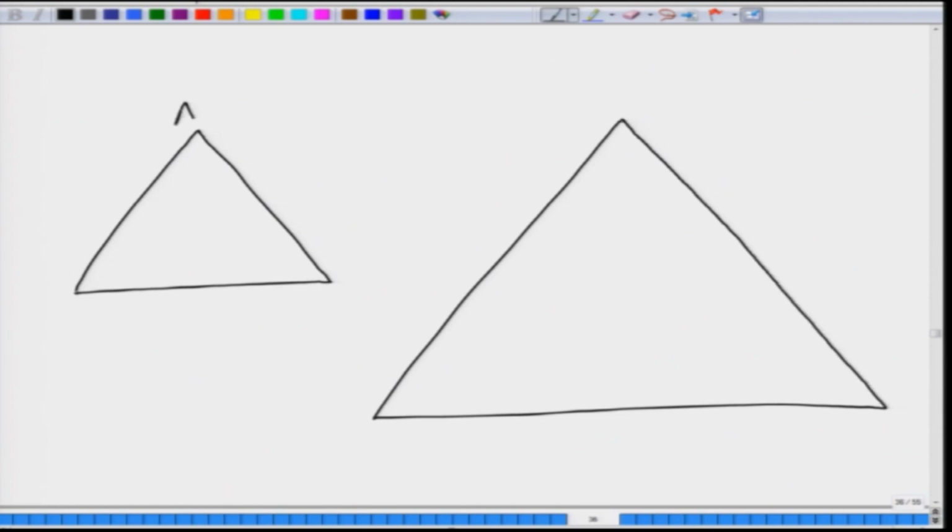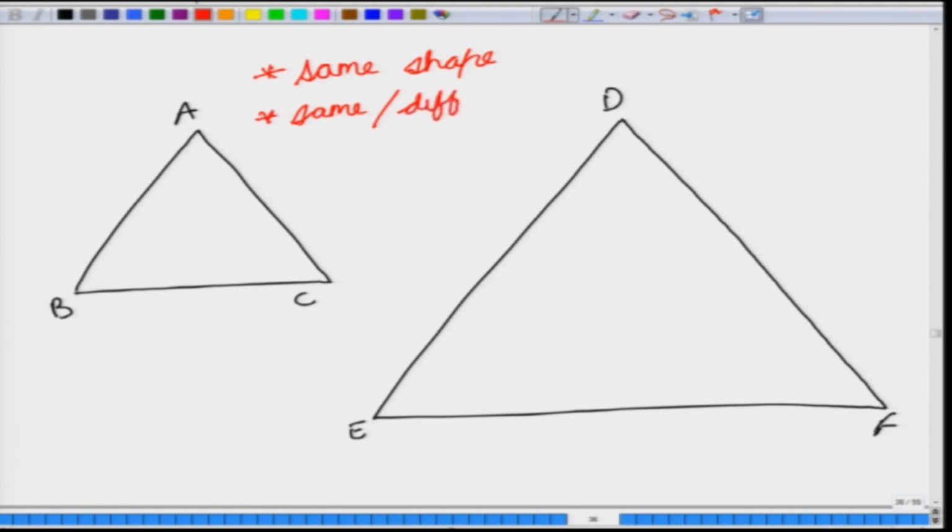So, let us call this A, B, C, and this one is D, E, F. Now, we call these triangles similar triangles if they have the same shape and if they have the same or different sizes. So, when we say that both of these triangles are similar triangles, they are having the same shape.